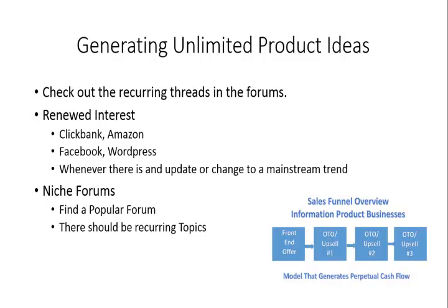Now, inside of any niche forum, this is going to be the case whether it's internet marketing or any other forum, you're going to start looking for recurring topics. And if you have any reservations about how you do that, you simply go to Google and type in the name of your niche and online forums, and you start looking inside the forums based on your subject, looking for those recurring topics inside of that forum.